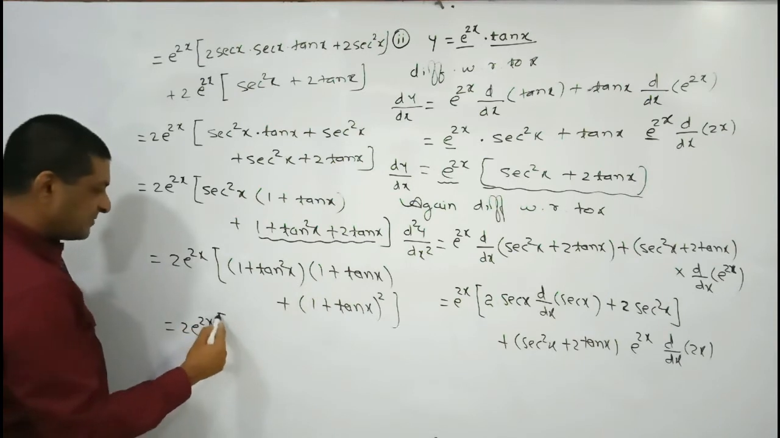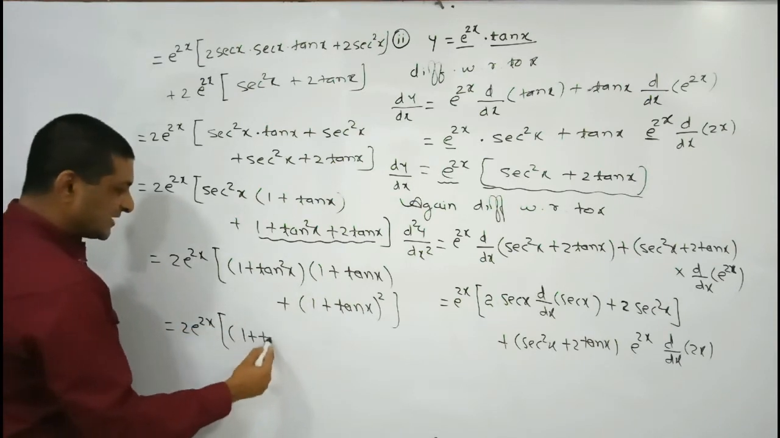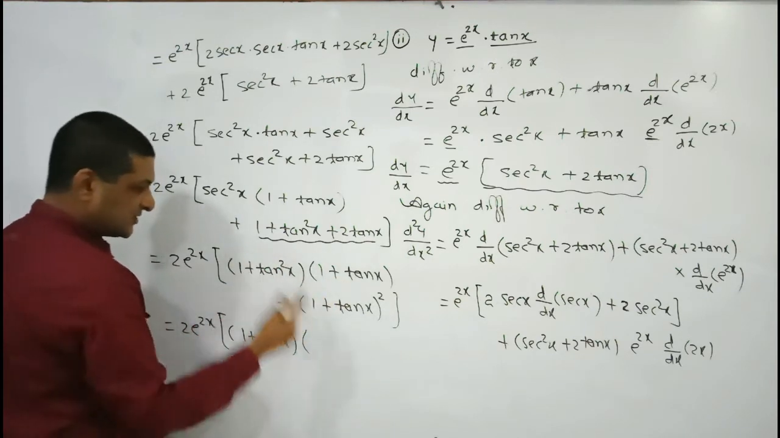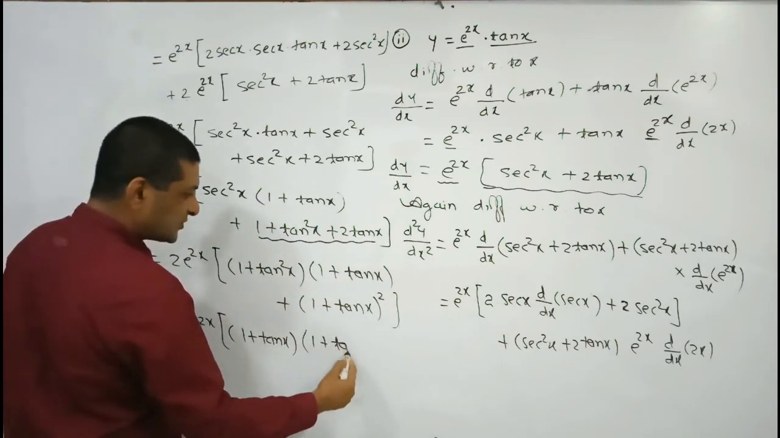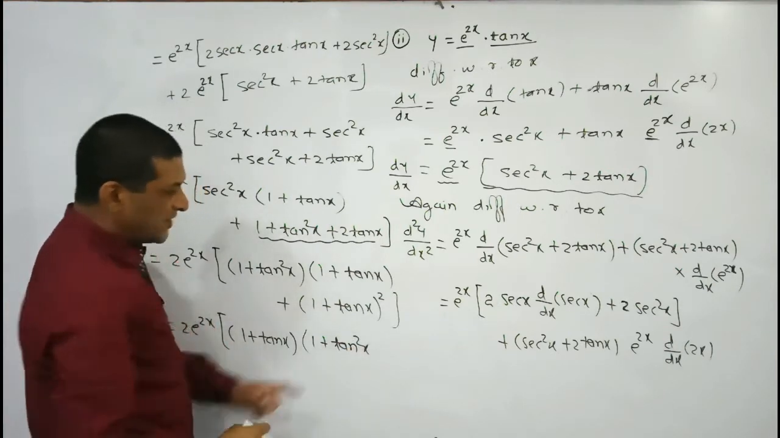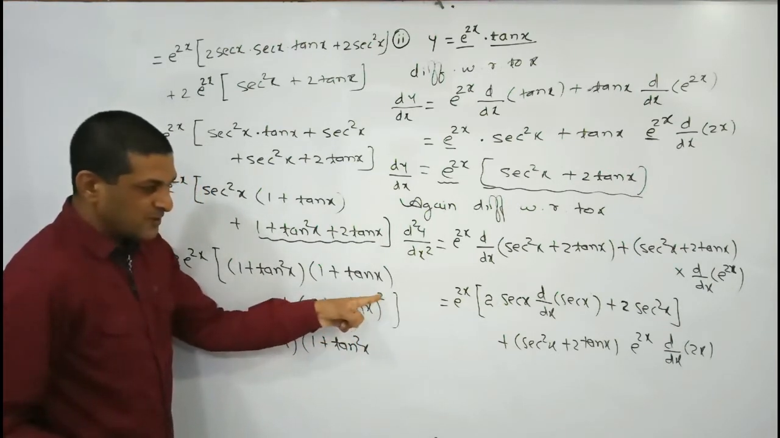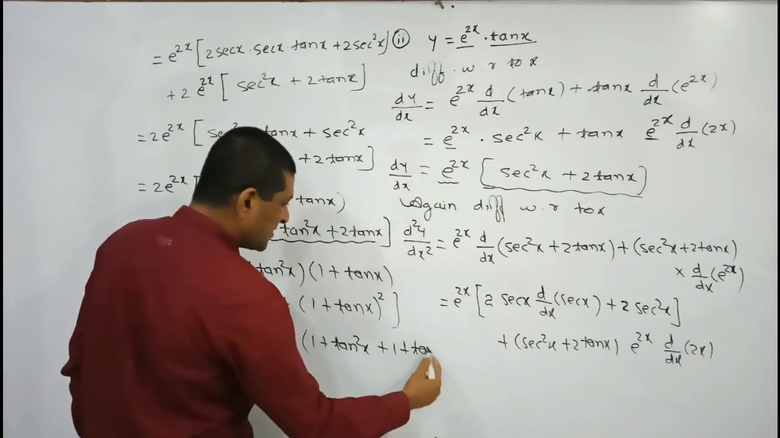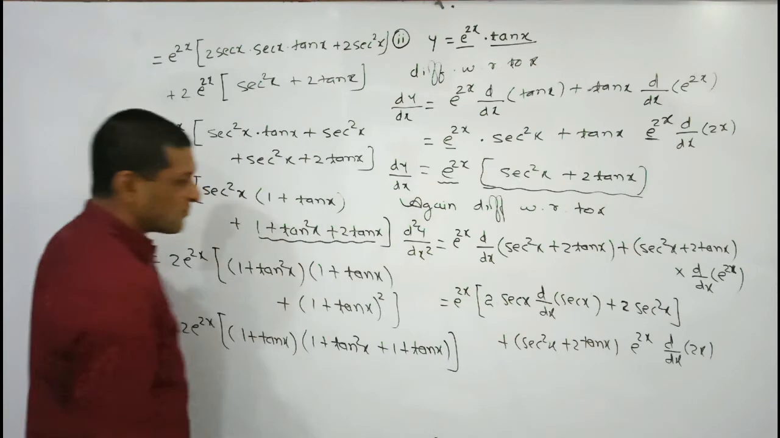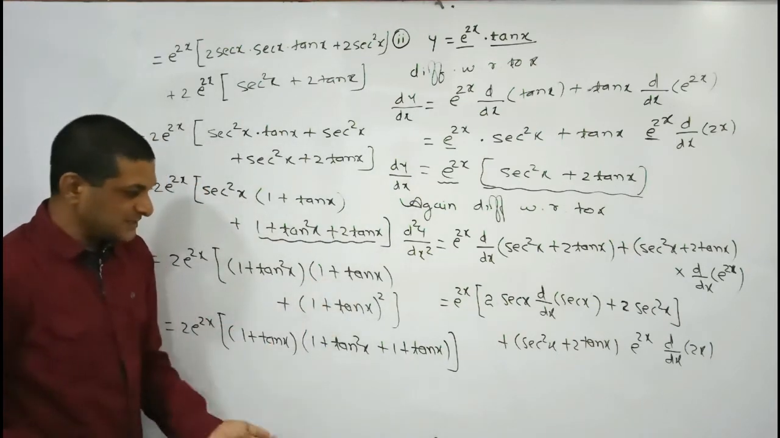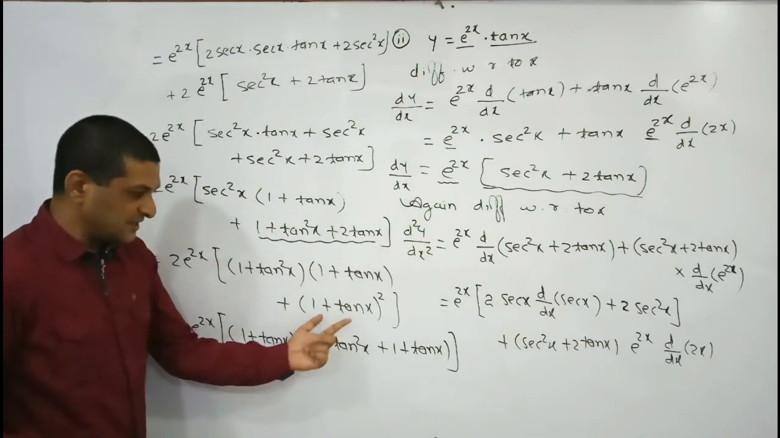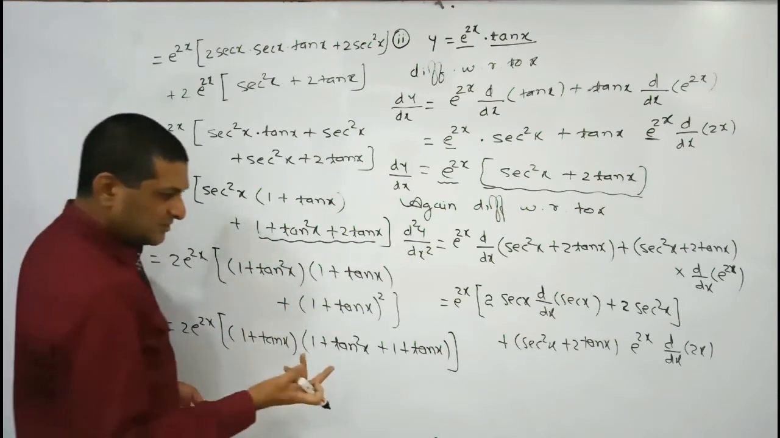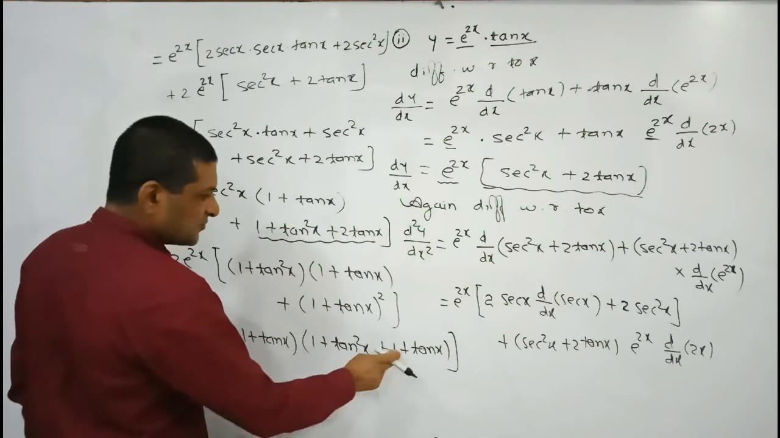So if I am taking 1 plus tan x common from the first term, then its coefficient is 1 plus tan square x, and if we are taking 1 plus tan x common from the square, here the remaining term is 1 plus tan x. Simply we have taken 1 plus tan x common from both the terms. Now the remaining part is just to write down 1 plus 1 will be equal to what?